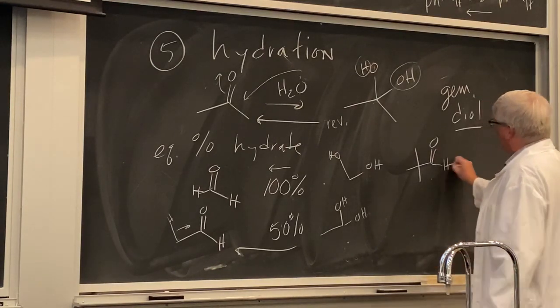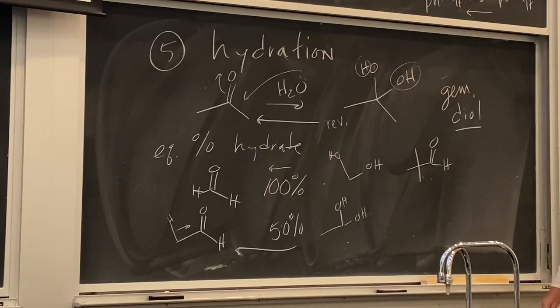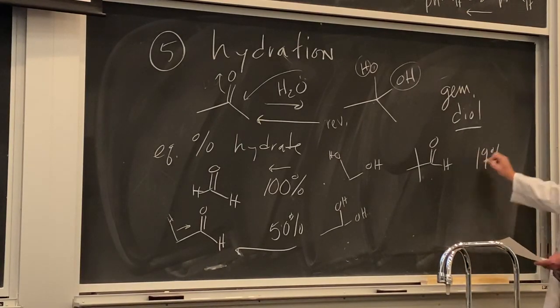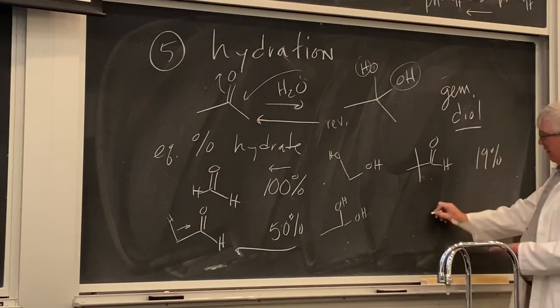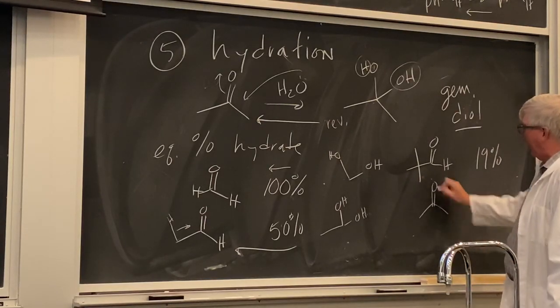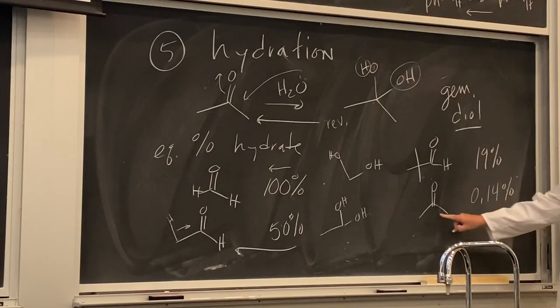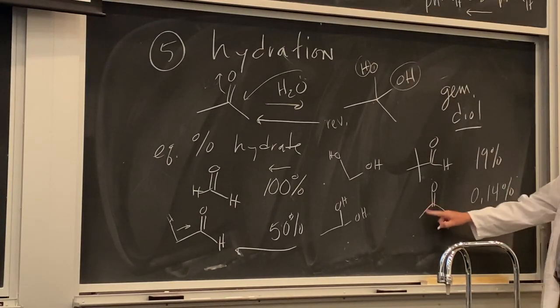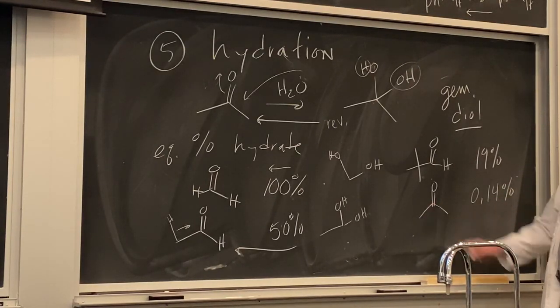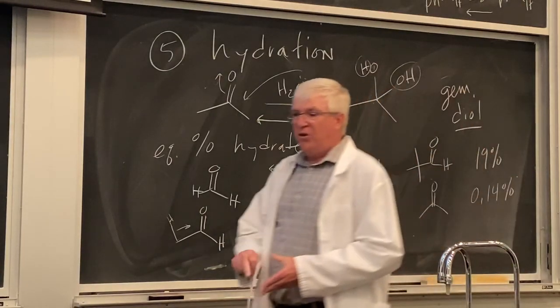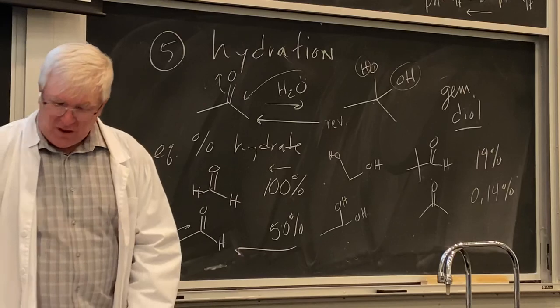What about this one? So now we have a tert-butyl aldehyde here. How about at equilibrium? How much of that? 19%. So sterically, the bigger group there is going to make it less favorable. How about a ketone, acetone, like we just showed in the first example? What percentage is that? 0.14%. Again, two alkyl groups donating inductively and sterically blocking the approach of water, so not favored. So those are the two factors, electronics and sterics there.